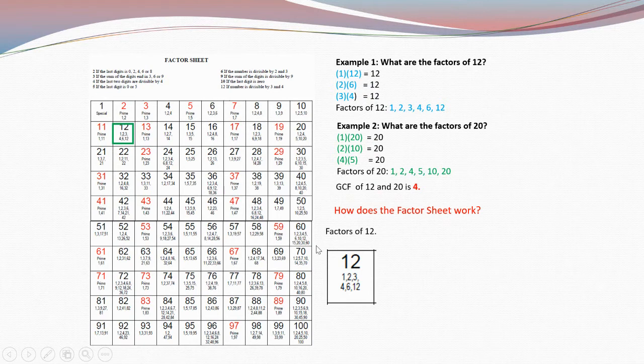So factors of 12, right? I enlarge the square, which is going to be, right? And then we get the factors of 20. We go to 20 here on the factor sheet. So it's going to be, right? So what's the biggest factor they have in common?